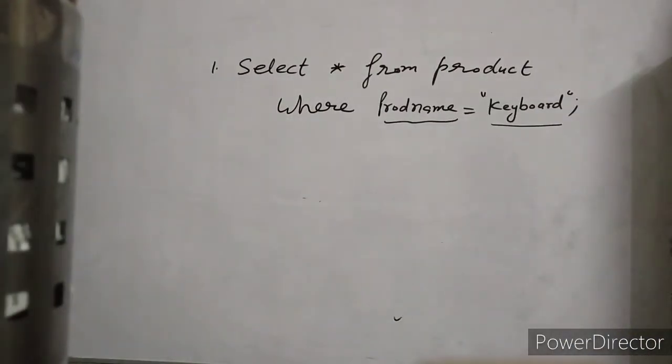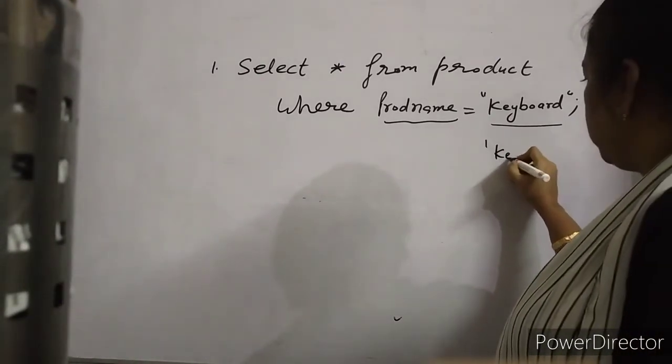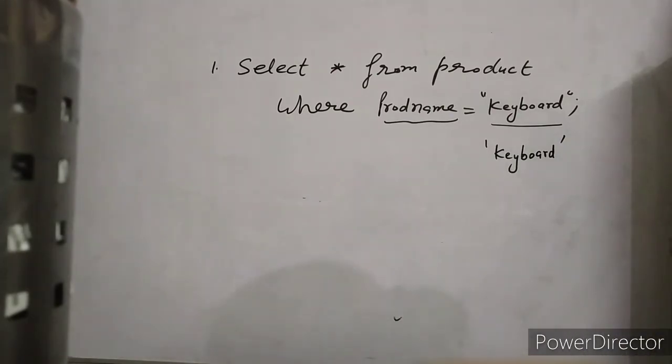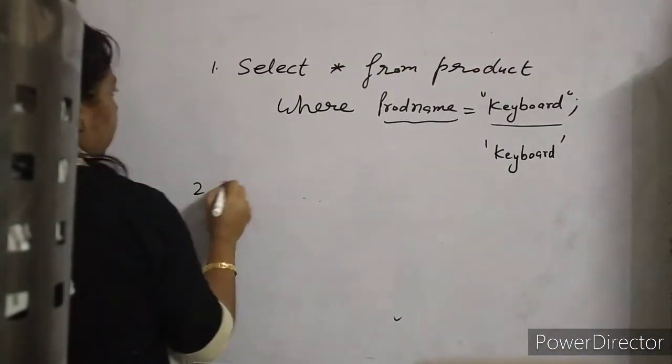Why? This rule I have already told you. While inserting the record, I discussed this concept, where I will put the double quote or single quote, because keyboard is character data. So you have to put double quotes or single quotes. You can write like that also. Keyboard. Write here single quotes. Clear? One more example I am writing here.